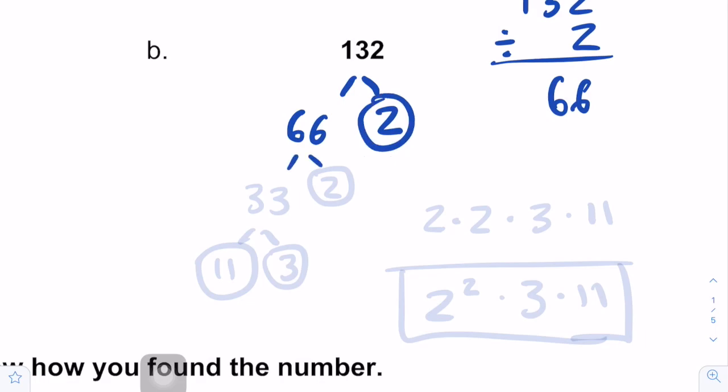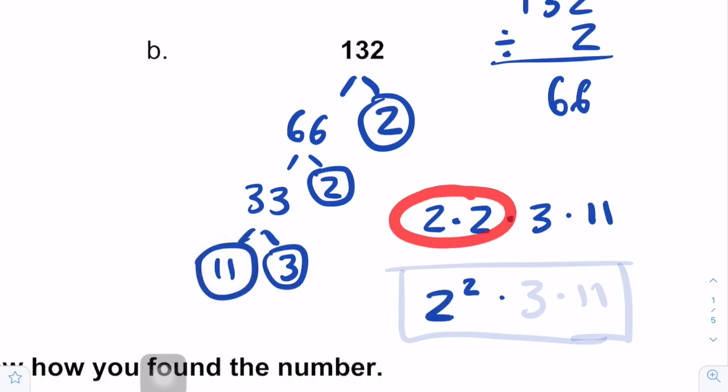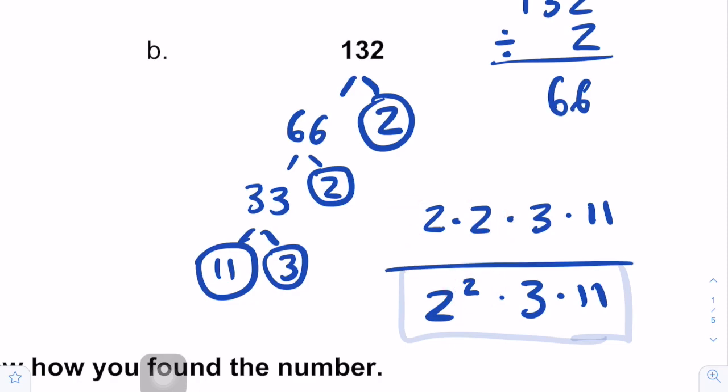This I can now see is divisible by 2 as well. I can do 2 and 33. And now 33 I know is divisible by 3, and I can divide this into 3 and 11. 11 is also prime, so I'll go ahead and circle that. In my factor string, I see that there are 2 2's, 1 3, and 1 11. When I combine this, I have 2 squared times 3 times 11.